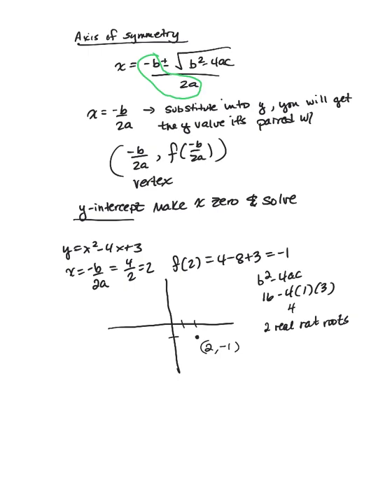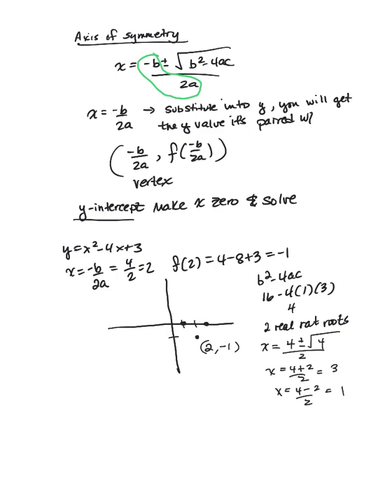Might as well finish up the quadratic formula. x equals negative b. So that's just going to be positive 4 plus or minus the square root of the discriminant over 2a. So this ends up being x equals 4 plus 2 over 2, and x equals 4 minus 2 over 2. So we get 3 here, and we get 1 here. So that means that those are your roots. So you want to go to x is 1, and you want to go to x is 3.